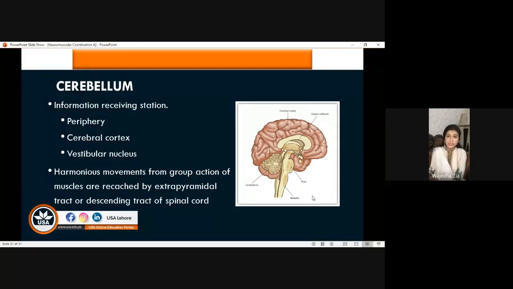So if there is any injury of the cerebellum, there will be a loss of coordinated movement. All the muscles will be fine. There will be the proper planning. There will be stored patterns. But what will happen? The cerebellum will not coordinate properly with these three areas.